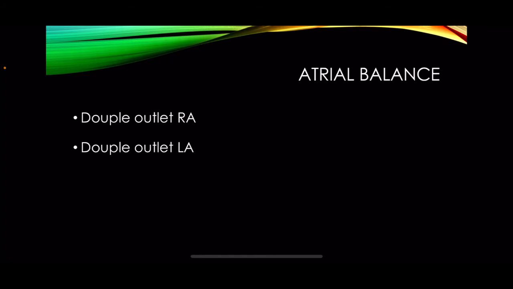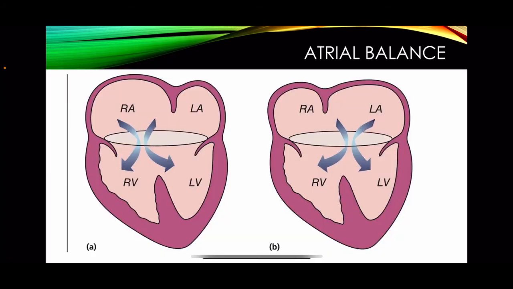Also, we have something that we can find in the AV canal patients, which is shifting of the atrial or ventricular septum to the left or to the right. The less important is the deviation of the septum at the atrial level. This can end in two forms: the double outlet right atrium and the double outlet left atrium, and this will be clear in this slide.